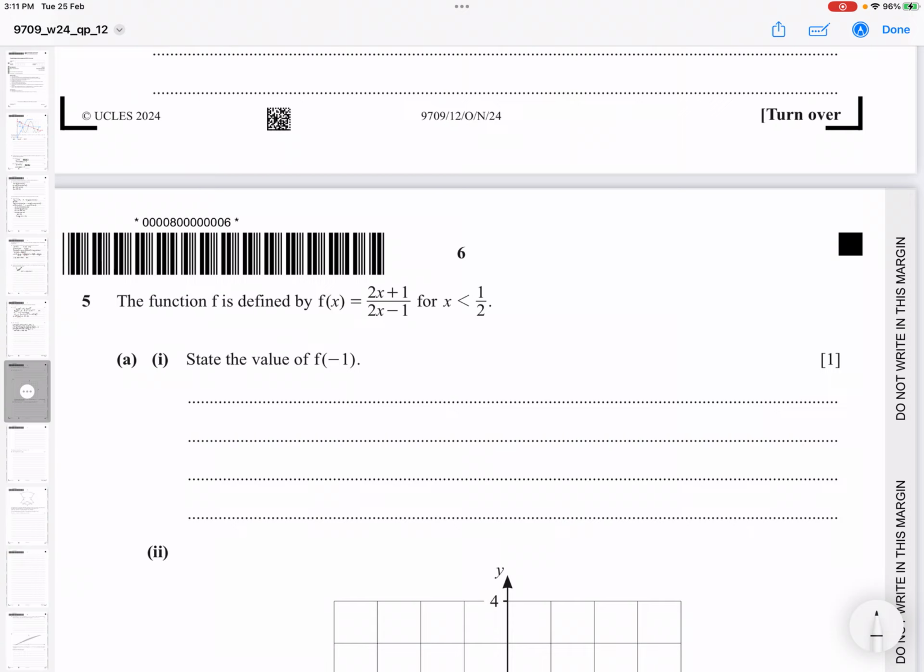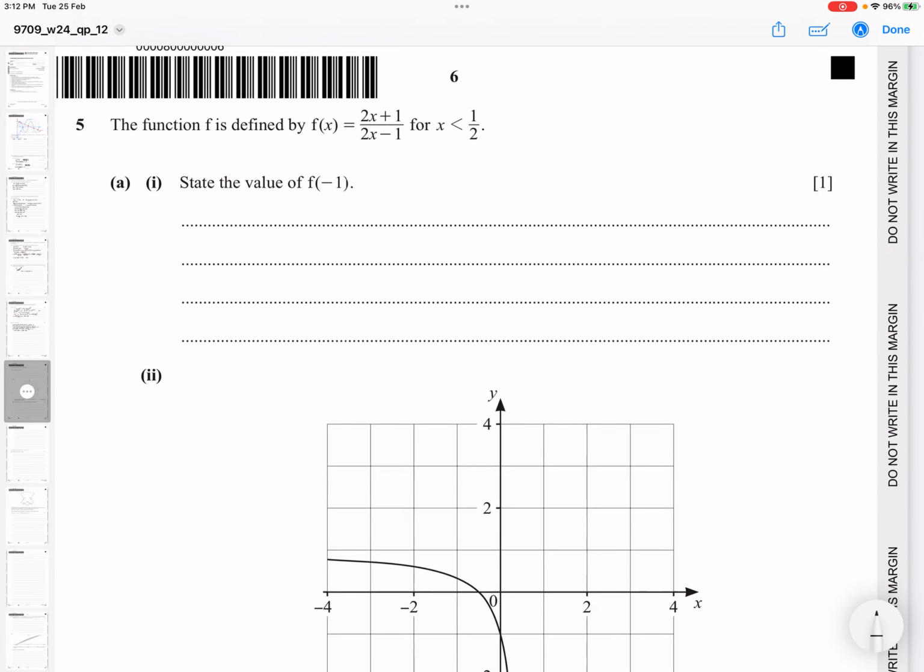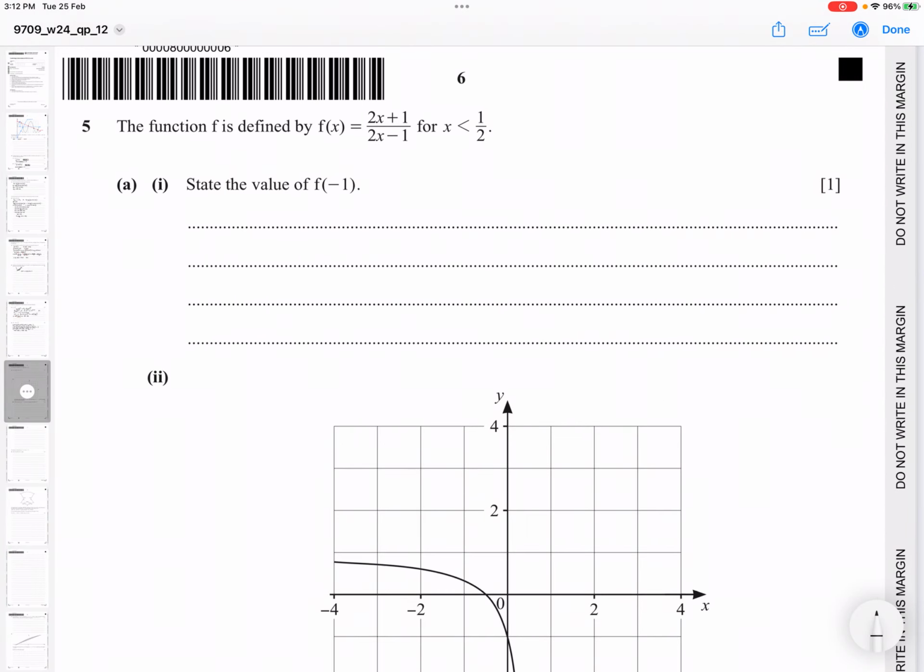Question number 5. The function f is defined by f of x is equal to (2x plus 1) over (2x minus 1) for x is less than half. Part A1, state the value of f of minus 1. So this is a very simple question. You just write f of minus 1 equals 2 times minus 1. Wherever you see x, you put minus 1 in it. 2 into minus 1, minus 1. So this would give you minus 1 over minus 3. So minus gone. So your answer would be 1 over 3.